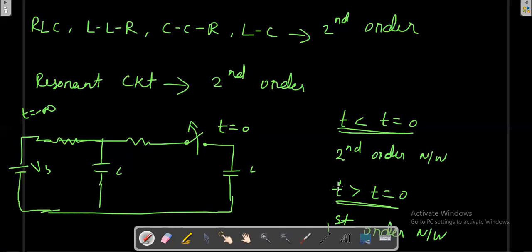But after opening the switch, this will be disconnected. You will get only this combination. Now the order of the network is a first order network. So whenever there is a switching operation, before the switching operation the order of the network may be different, after the switching operation it may be different. It is not necessarily the same. It may or may not. It depends on the situation.